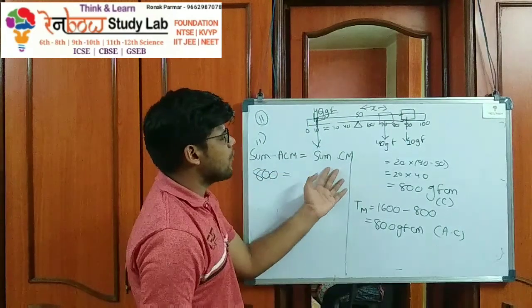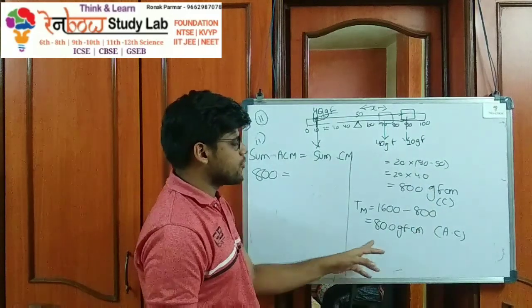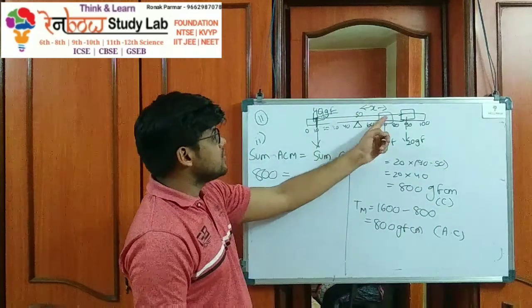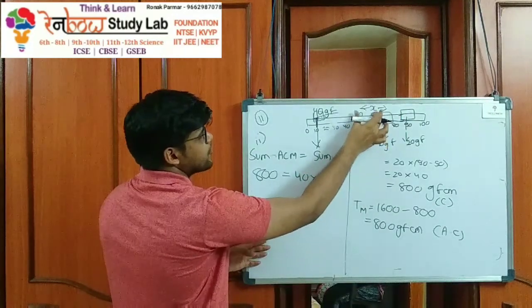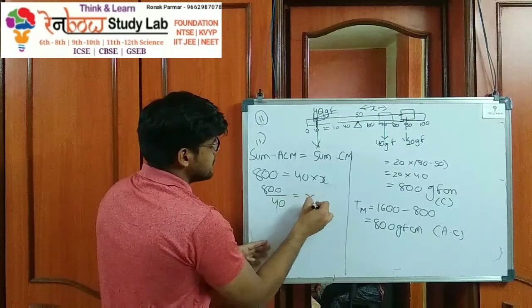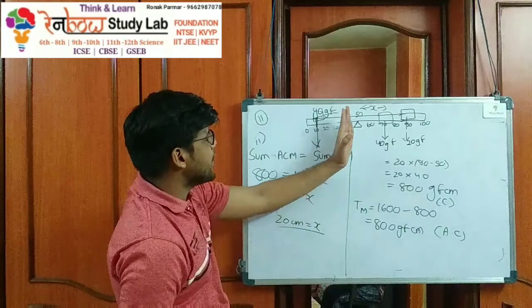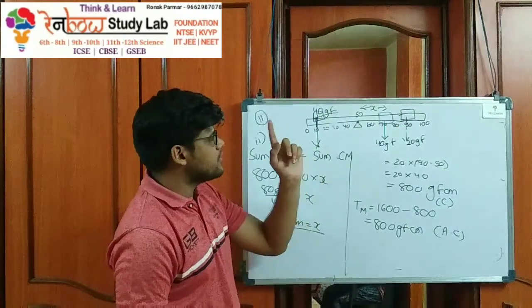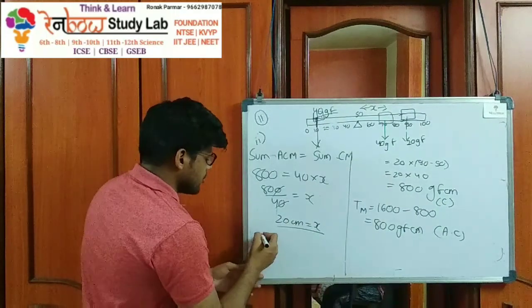And now what will be clockwise? Now don't consider these two loads again. I have already calculated them and from that we have got this figure. This extra load, 40 into x, distance from pivot point is x. 800, 40 will come under division, so this is 20 centimeter. X is 20, 20 from pivot point, that is 70. So my answer is 70 centimeter.